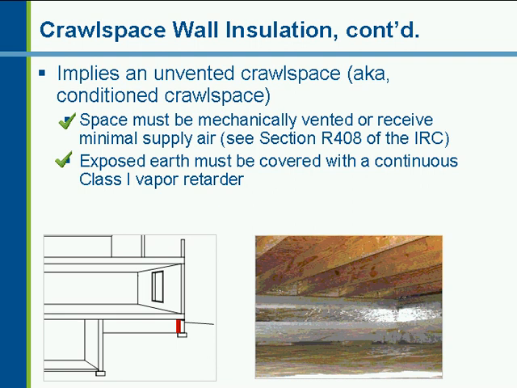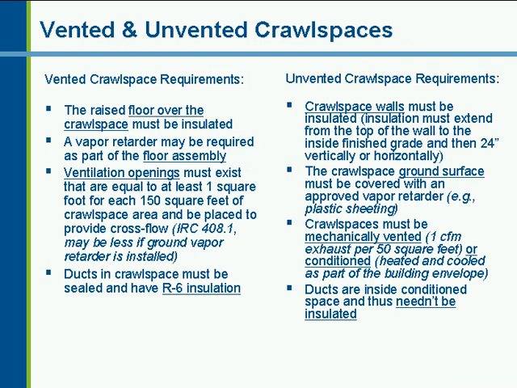Just to compare what's going on between a vented and an unvented crawl space, the typical vented crawl space is going to have insulation in the floor over the crawl space, whereas an unvented crawl space will have insulation on the crawl space walls. The vented crawl space is probably or possibly required to have a vapor retarder as part of the floor assembly, whereas the unvented space is going to be required to have a vapor retarder on the ground surface underneath.